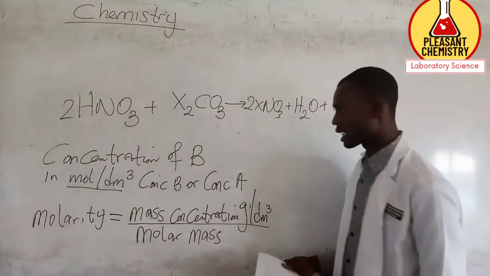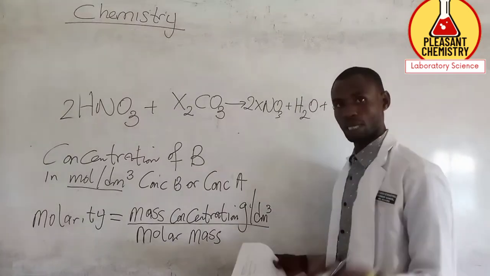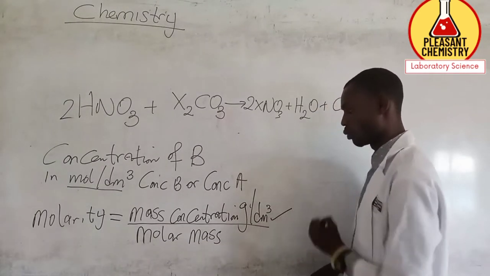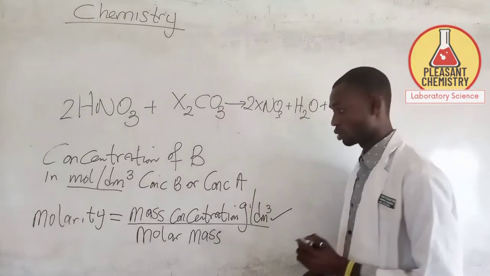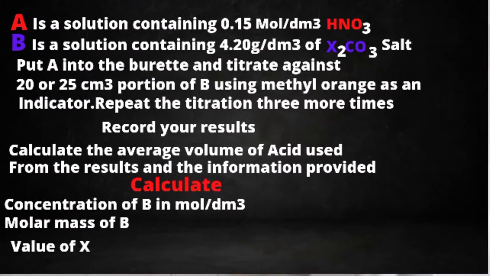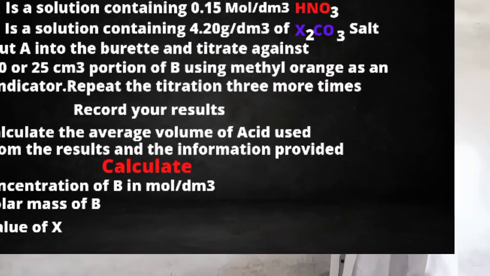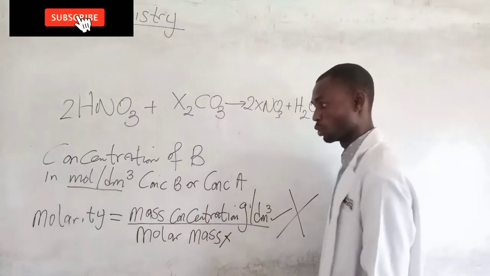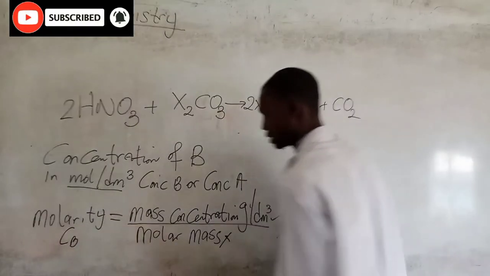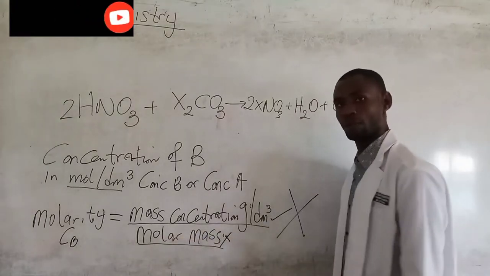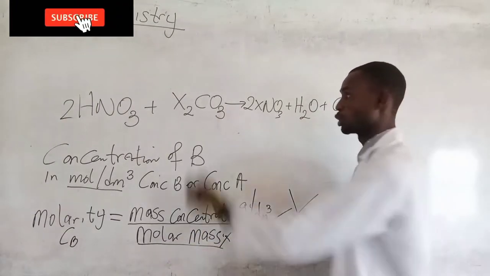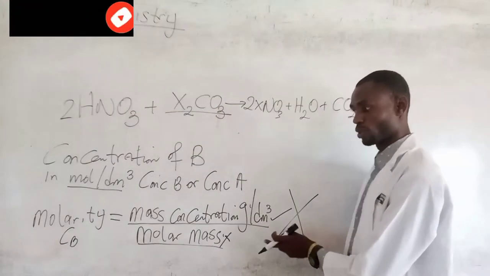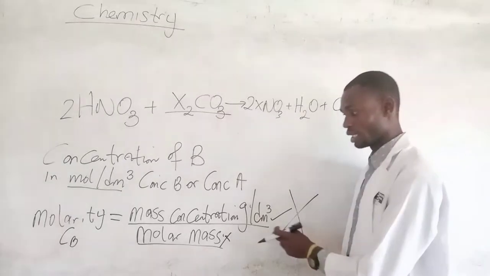If you check the question, I'll display it on the screen again. We're given the mass concentration of B, but we're not given the molar mass. Because of that, we cannot use this formula, because it will be too unknown. We don't know our CB, neither do we know our molar mass. We can't get our molar mass because we don't know what X represents.